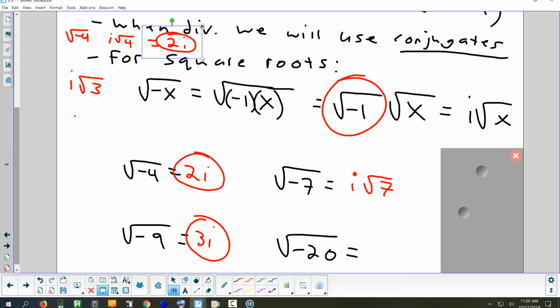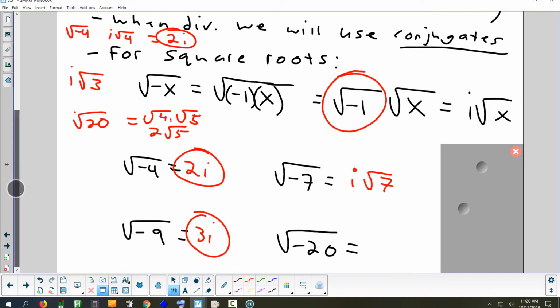And now the square root of negative 20. You're going to do it just like it was this problem: square root of 20, but you're going to have an i in front. So how does the square root of 20 simplify? Square root of 4 times the square root of 5, which is 2 square root of 5. So now, what do you think the square root of negative 20 is going to be? Yeah, 2i square root of 5.